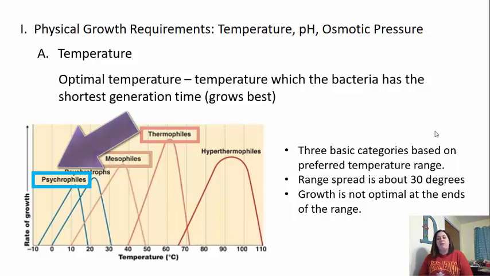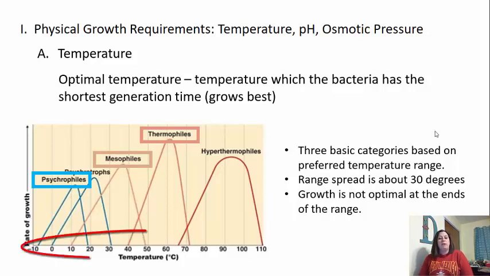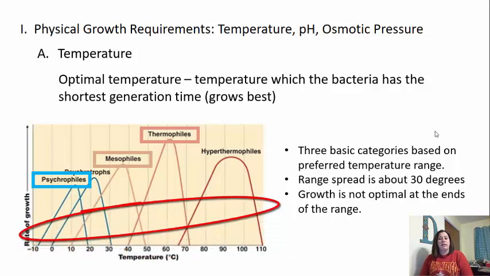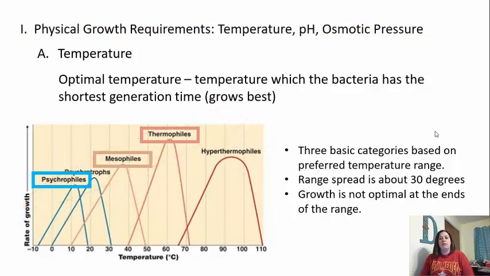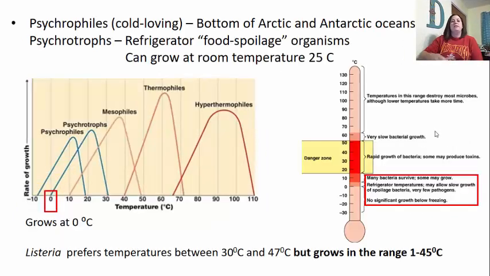The range spread for each of these is approximately 30 degrees, and growth is not optimal at the ends of the ranges. If you see here in the graphs, at the 2 ends, their growth is very limited. However, when you get towards the middle, their growth increases greatly. All right, so this shows you what they prefer, but they could still grow at those extremes. It's just not optimal. So let's talk about the psychrophils first.